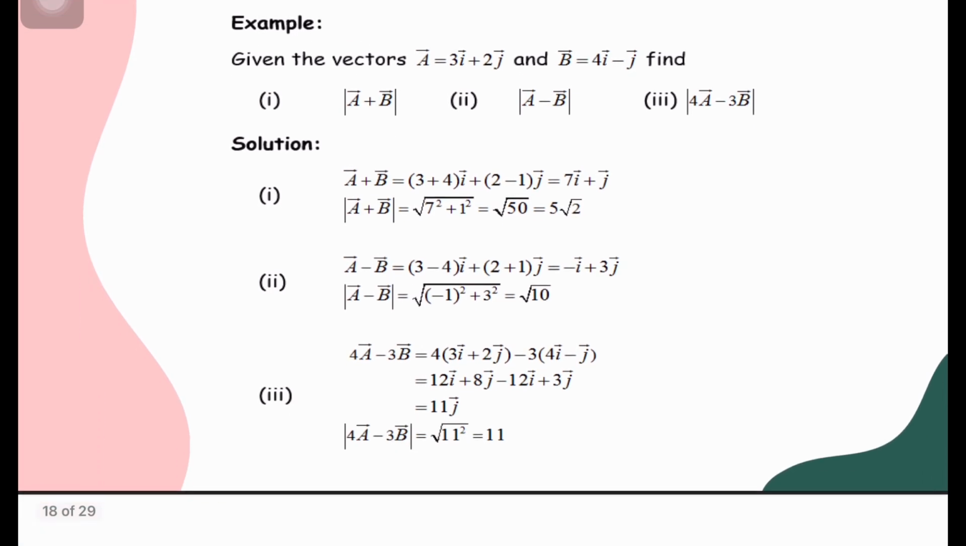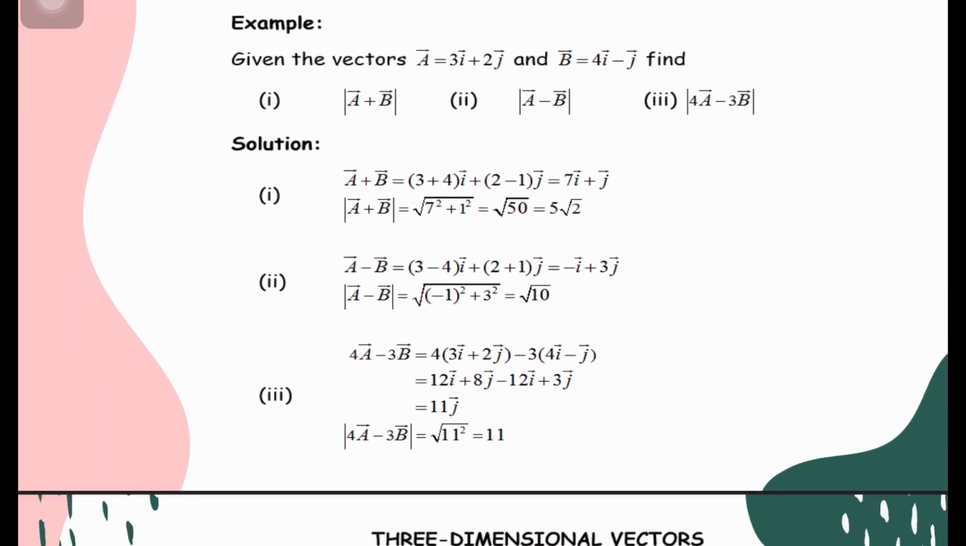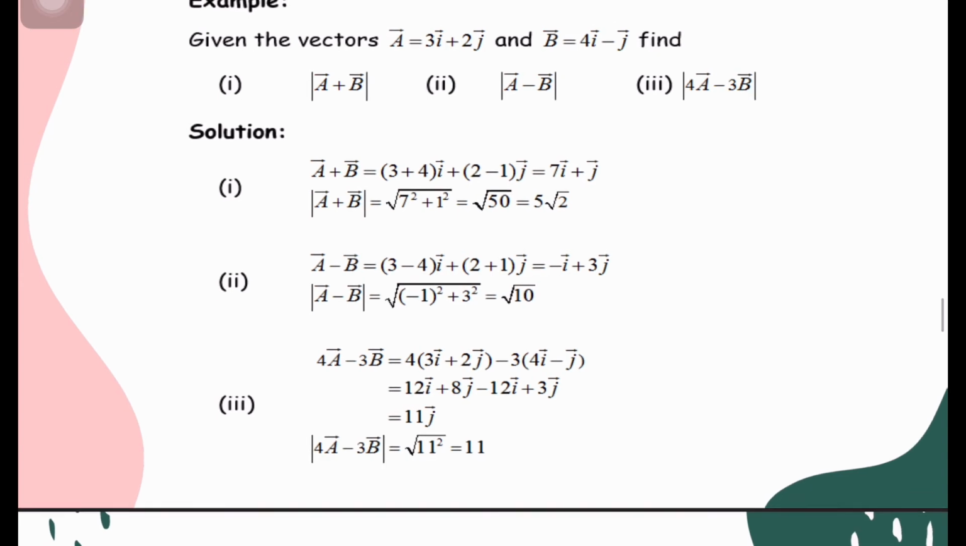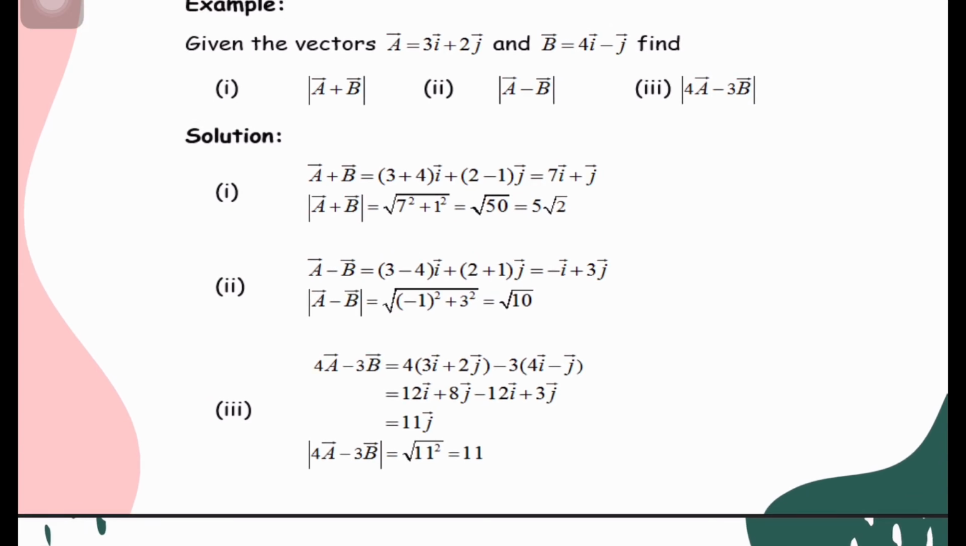Given the vector A equal to 3i plus 2j and B equal to 4i minus j, find the magnitude of vector A plus B. Question number 2 asks you to find the magnitude of vector A minus B, and to find the magnitude of 4A minus 3B. So let's do them one by one. Okay, so for the first one, we want to find the magnitude of vector A plus B.